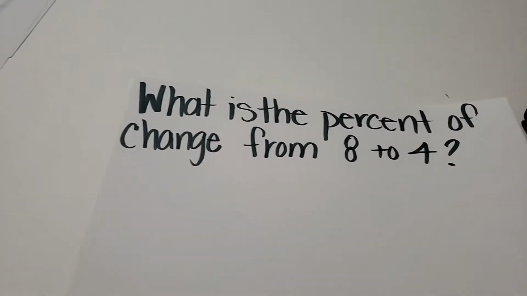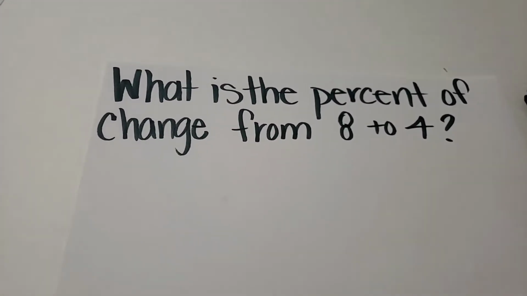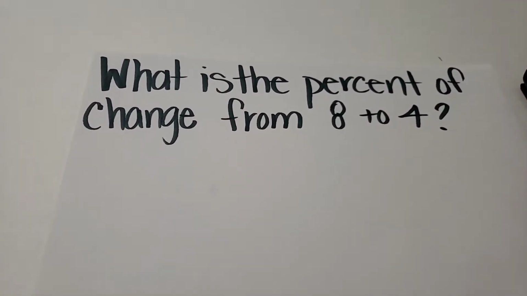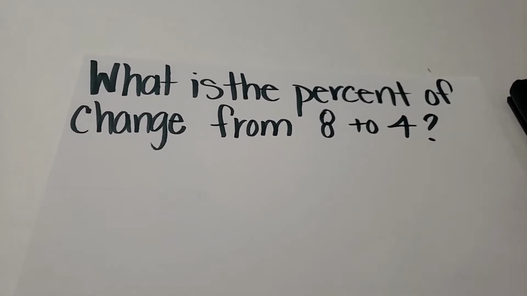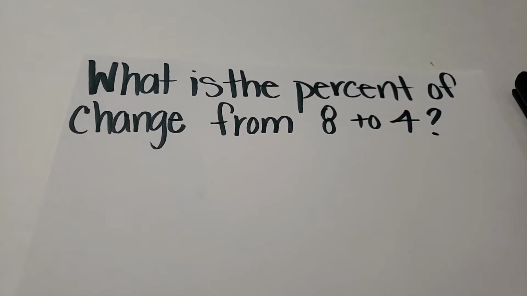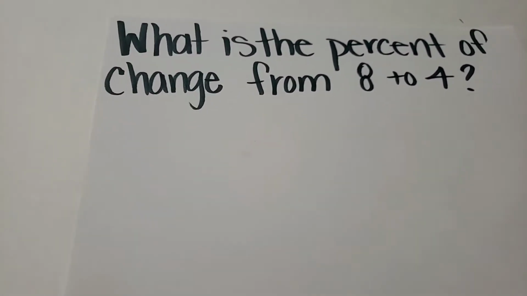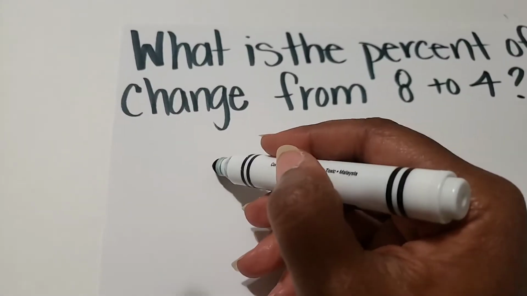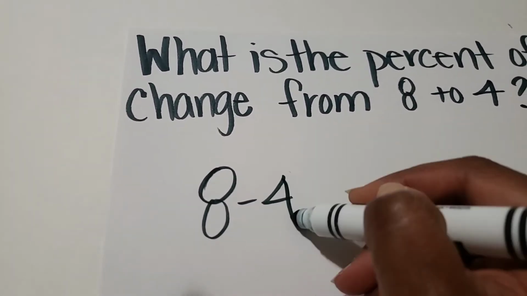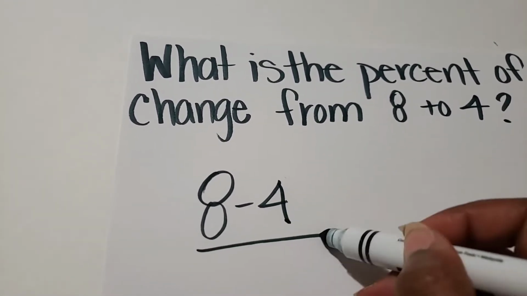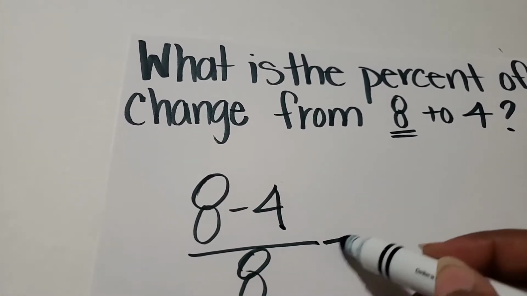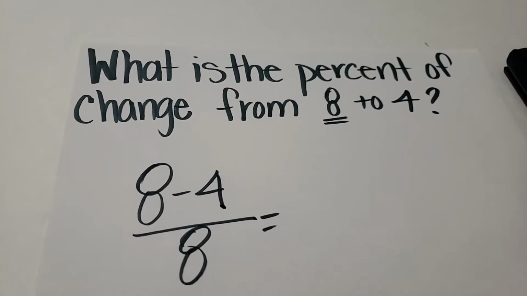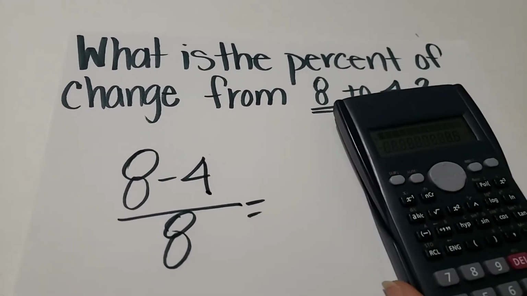Our first question asks, what is the percent of change from 8 to 4? We're trying to figure out how much did this number increase or decrease. What percentage did it increase or decrease by? And to do this, the first thing we do is subtract the two values, 8 minus 4. And then we're going to divide that by the first value they give you, which is 8. You will need a calculator for this lesson, so be sure to have one handy.